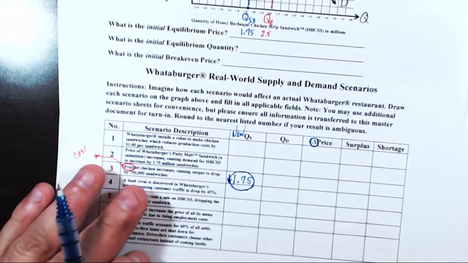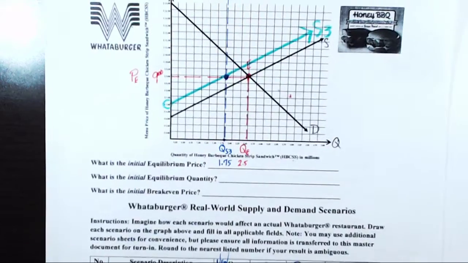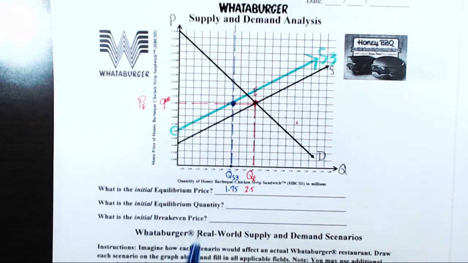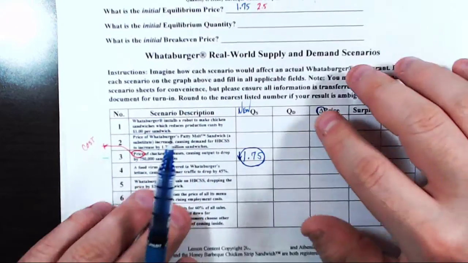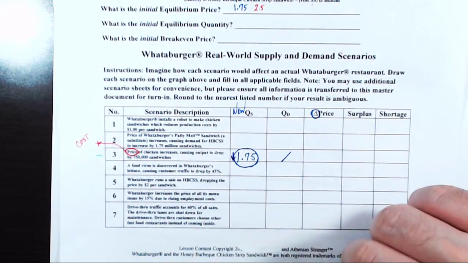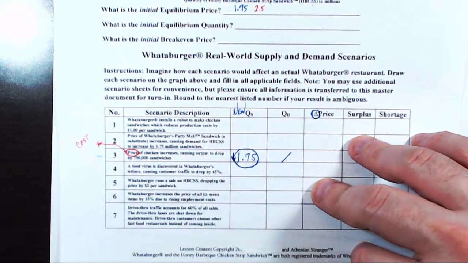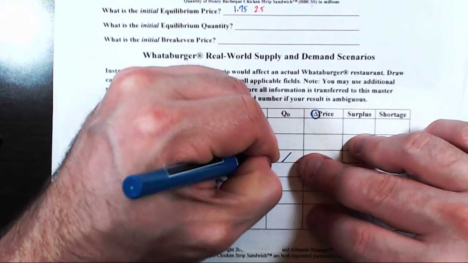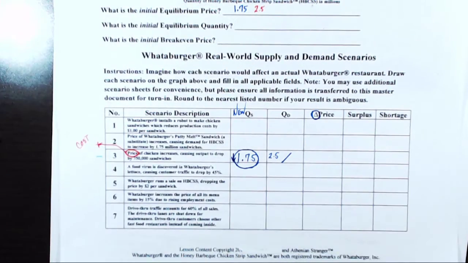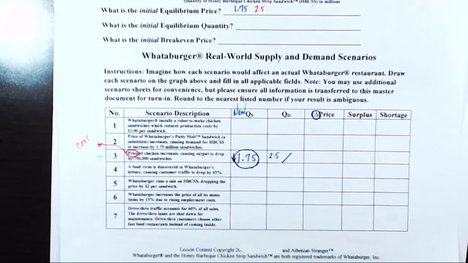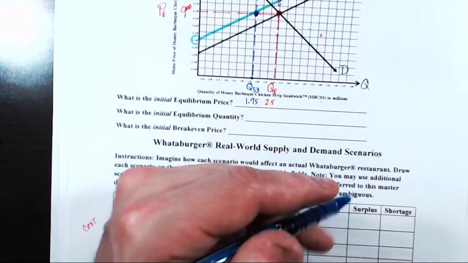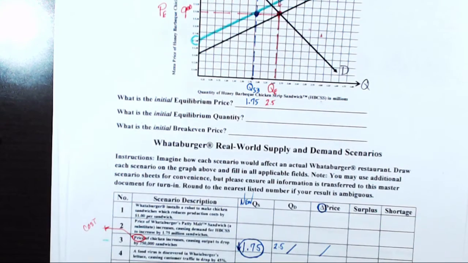All right, quantity demanded. Did the quantity demanded change? Oh, it's still right there at 2.5 million. So quantity demanded did not change. So we don't have a new quantity demanded. It's still the same. So you could either put a line or you could put 2.5 million, because it stayed the same. Did the price change? No, the price did not change.